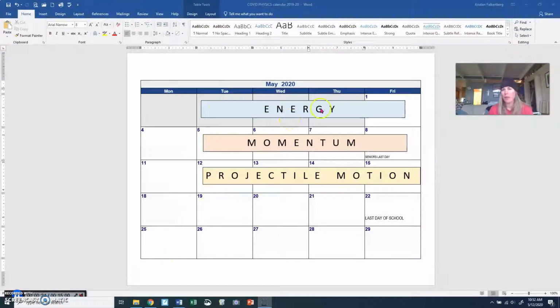This is May. You guys have done a unit on energy, a unit on momentum, that's collisions, and now we're doing a unit on projectile motion. So your last week of school is next week, right? And that is just going to be make-up work, completing assignments.